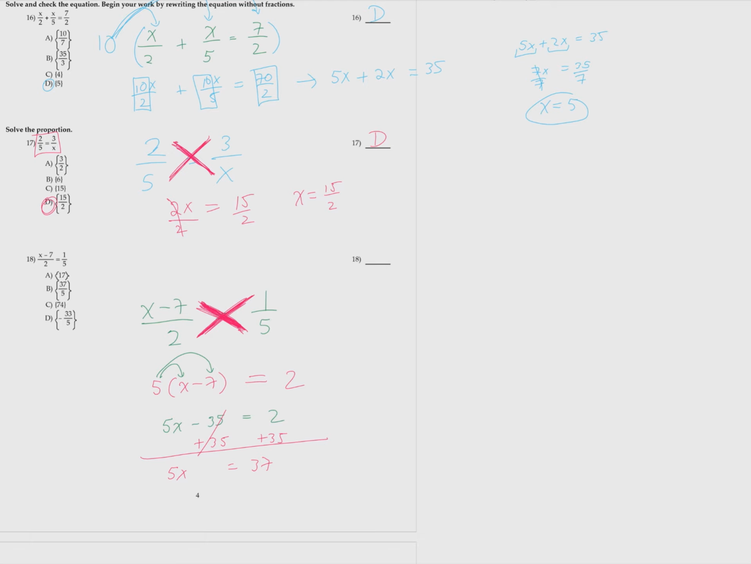And there's one more step to go. To get rid of the 5 and find x, you have to divide by 5. Boom. I divide both sides by 5. x equals 37 over 5. Let me write this a little neater. Is that choice here? Yes, it is. It's B. Simple.